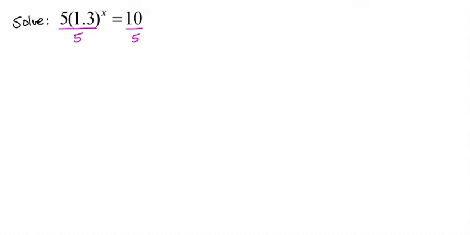So this gives us the equation 1.3 to the power of x is equal to 10 divided by 5, so it's equal to 2. We're going to look at two different strategies of ways that we can solve this equation. So strategy number 1 is to use properties of logarithms in order to rewrite this. So if we take our 1.3 to the power of x equal to 2, we can take a log of both sides of our equation.